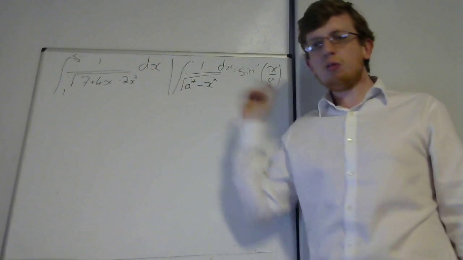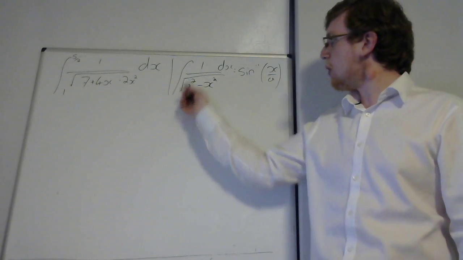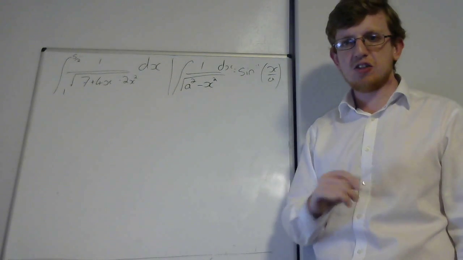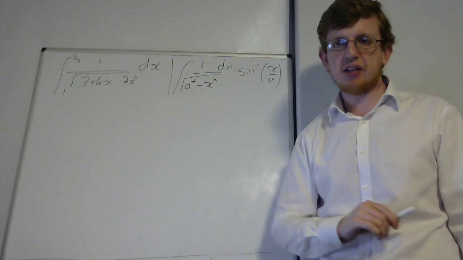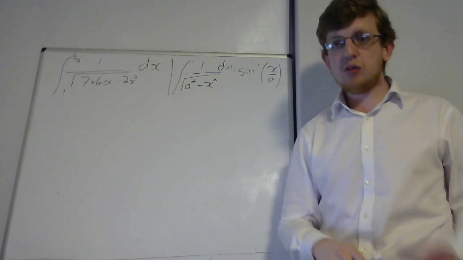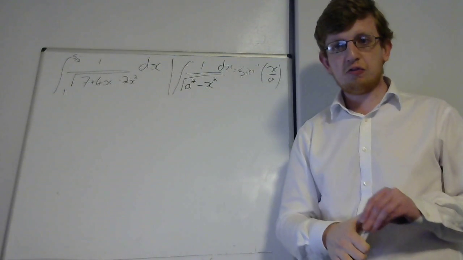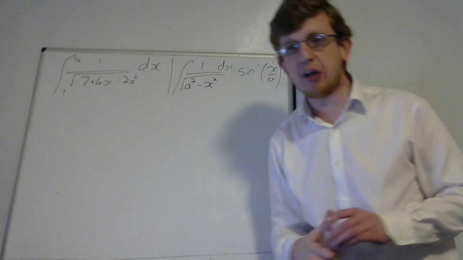So I picked out the rule that had a square root and a minus x squared in the denominator because that looks the most like this. Next, we're going to use our completing the square from the first part of the question.